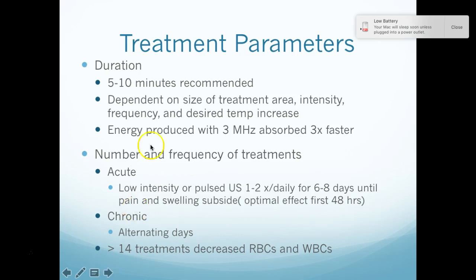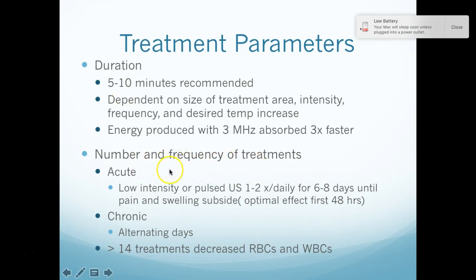Okay, treatment parameters. 5 to 10 minutes is recommended. It's dependent on the size of the treatment area, the intensity, the frequency, and the desired temperature increase. So we saw that on that graph, right? This really is about 3 times faster, so that's why we have to be careful about that. And just remember this, 5 to 10 minutes recommended. And remember when we looked at that formula that it looked like you had to have at least 8 minutes for you to get that therapeutic temperature effect.